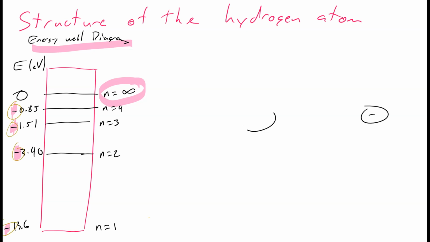Now, if we want to figure out the energy levels in this case, the energy that's stored in there, the En is equal to negative 13.6 divided by n squared. And n is going to represent what levels we're looking at. So we could use 2 in there if we want to figure out the energy at the second level.